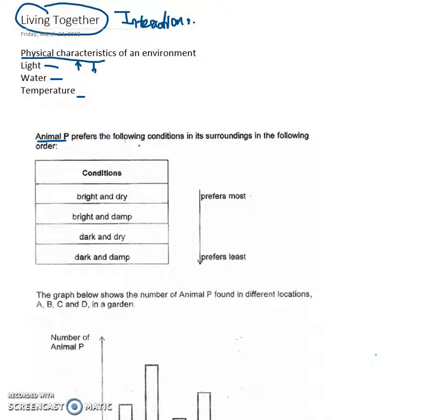Animal P prefers the following conditions in the surrounding in the following order. Prefers most, prefers least. So prefers most bright and dry, prefers least dark and damp. And it goes down. So the first thing you need to know is to notice that it prefers bright places more than dark places. And if you notice, the amount of water in the environment doesn't really affect it that much. So the preference is more for the amount of light in an environment. So bright is more important than dark.